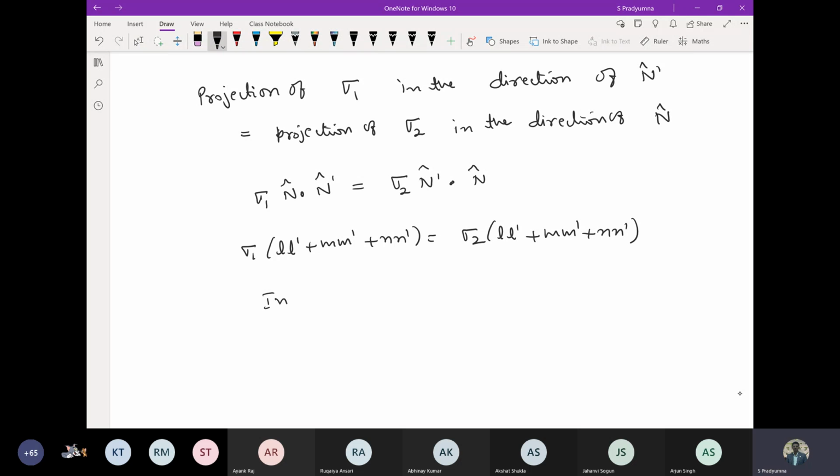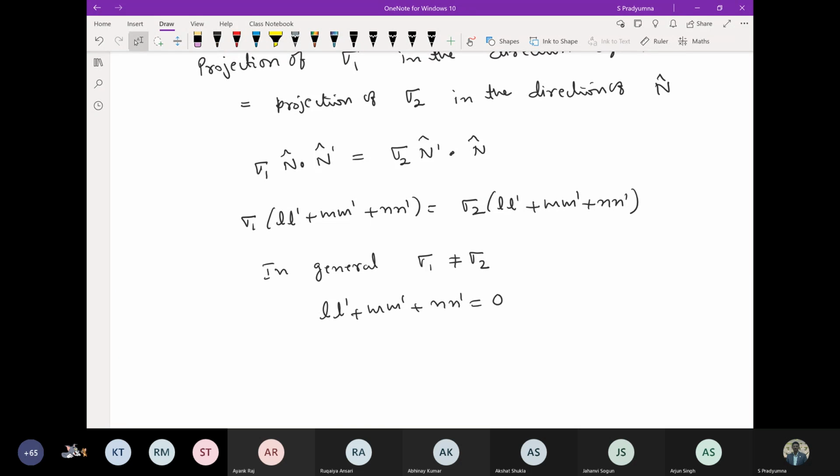So in general, we know that sigma 1 is not always equal to sigma 2. There can be cases where sigma 1 and sigma 2 can be equal, but not as a general rule. Therefore, if sigma 1 is not equal to sigma 2, then L L dash plus M M dash plus N N dash should be equal to 0. So what does it mean? n dot n dash is equal to 0, so these two normals, n and n dash, are perpendicular to each other.